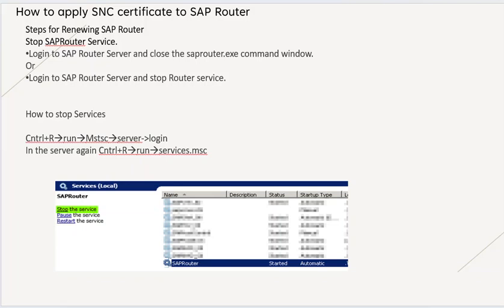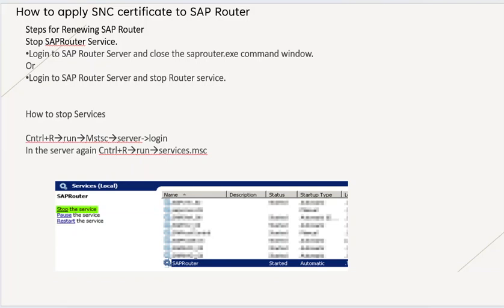Stop the SAP router services. First, if you want to perform any activity on your SAP router, or renew your certificate, you have to stop the SAP router services. The first option is saprouter.exe, using which you can stop it with -s, or you can log into the router server and do that. If it is Windows, follow the steps below. If it is Unix, use the SAP router command line.